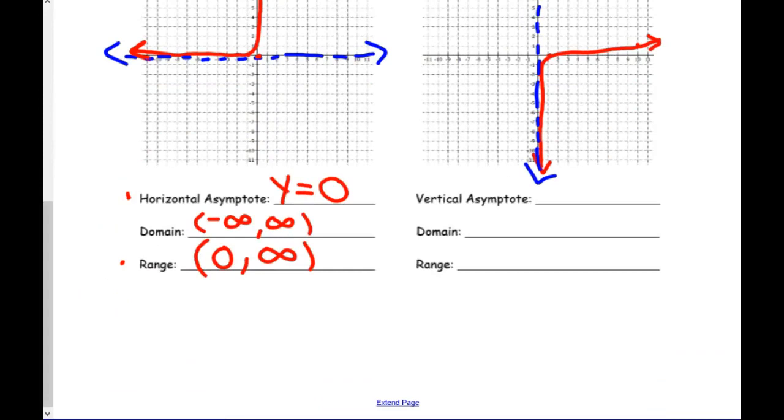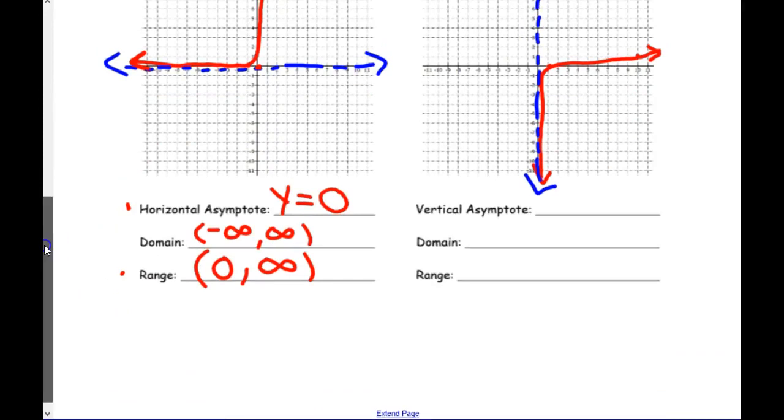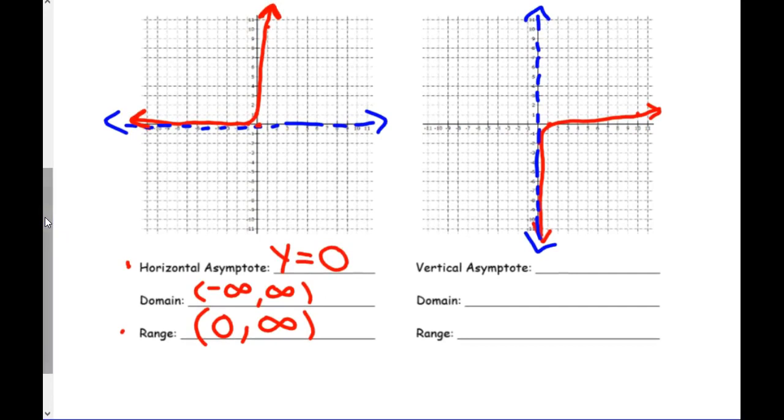So, vertical asymptote on the right one. Now, vertically, it does not go past what point right here? 0. But it goes through which axis? What axis is left or right? X or Y? Which is this one? X. So it's X equals 0. So again, horizontal asymptote is Y equals a number. Vertical asymptote is X equals a number. Write this down.